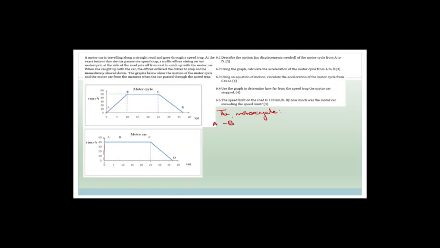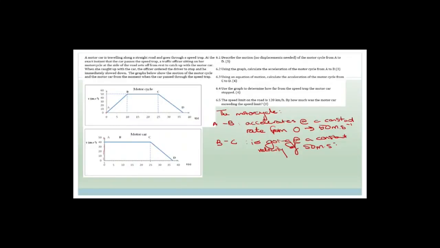From A to B, it accelerates at a constant rate, you don't need numbers, constant rate, okay, from 0 to 50 meters per second. Then from B to C, the motorcycle is going at a constant velocity of 50 meters per second.